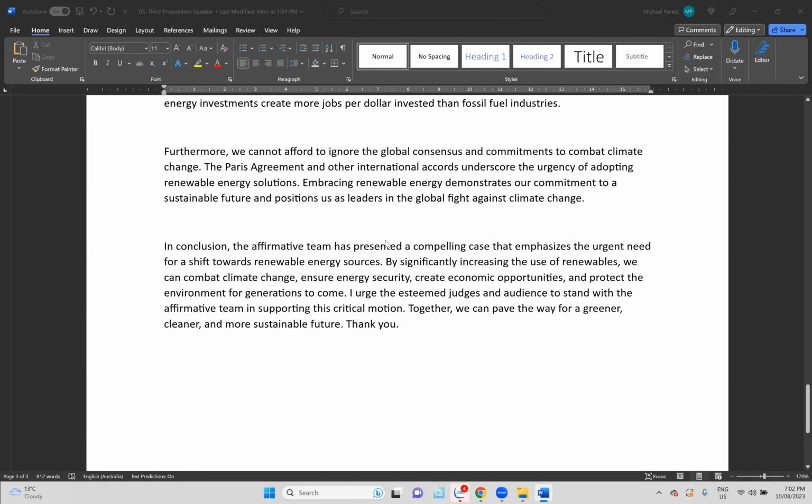And then in conclusion, we sum everything up by saying we have presented these arguments and we've emphasized the urgent need for a shift towards renewable energy. If we significantly increase the use of renewable energy, then we go on to list all the things we can fight. So we can fight climate change, ensure energy security, and create economic opportunities and protect the environment. So all these good reasons to just try and leave everyone with just the best possible view of our argument.